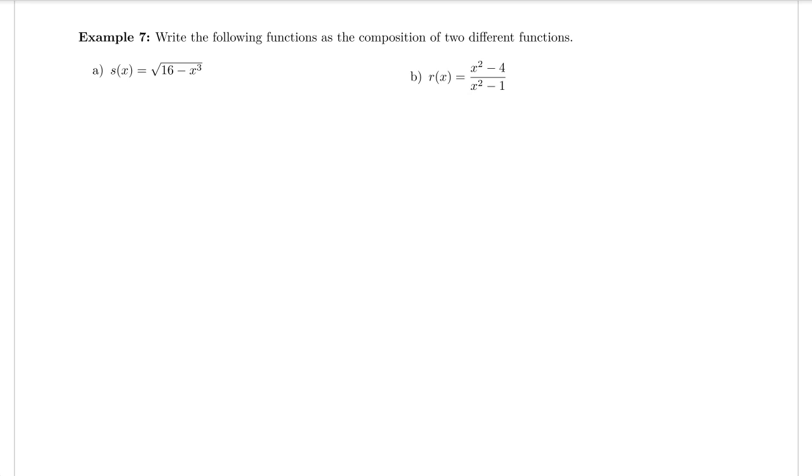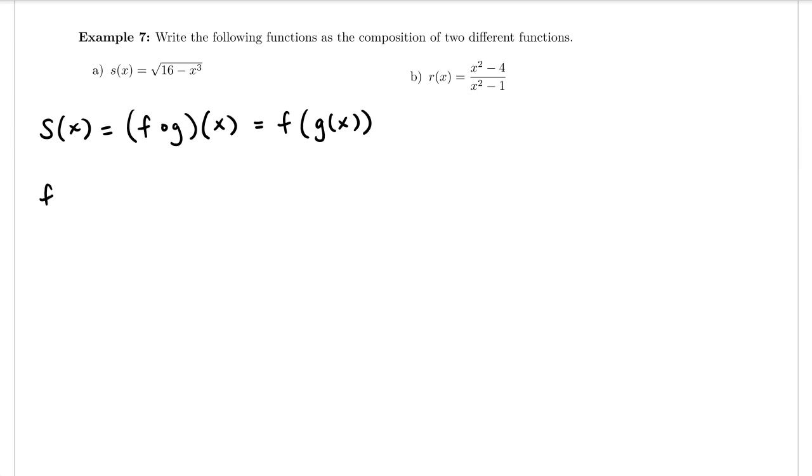Example 7 says write the following functions as the composition of two different functions. In part A, we have s of x equal to the square root of 16 minus x cubed. Our goal is to rewrite s of x as the composition of two different functions, f and g. In other words, we're taking some g function and plugging it into f of x. Something I want to point out is this actually has multiple correct possible answers.